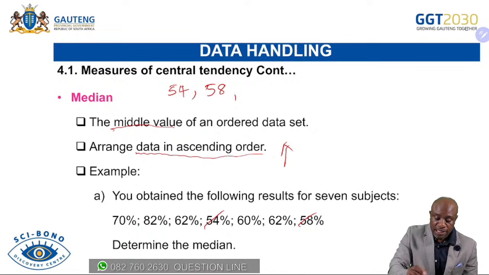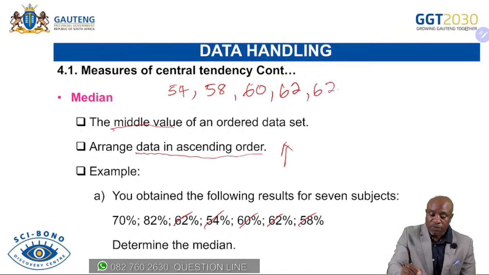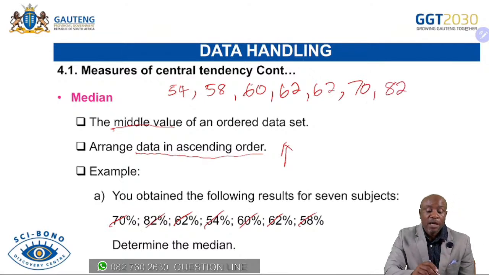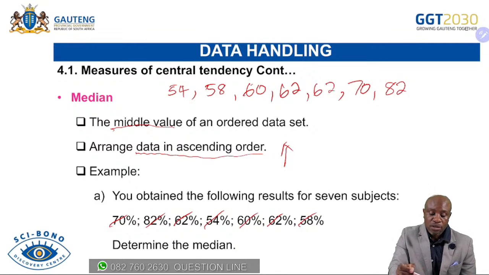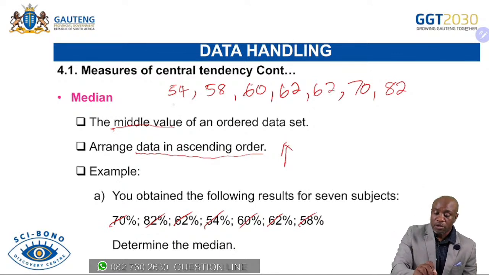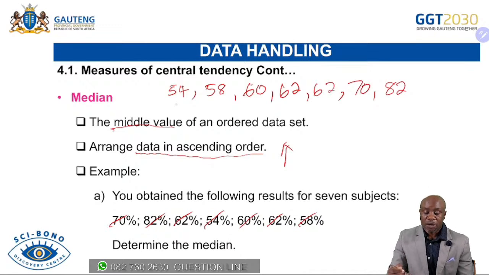So that's 58, and the next value is a 60, and the next value is two 62s. Don't think by writing one of the 62s you have represented all of them. No, you have to write even the repeated numbers, repeat them. And the next one is a 70. And lastly, we have an 82. I have to check if I have 7 numbers there. 1, 2, 3, 4, 5, 6, 7. I have written those numbers in ascending order. That means I started with the smallest and I've ended with the maximum or with the largest.